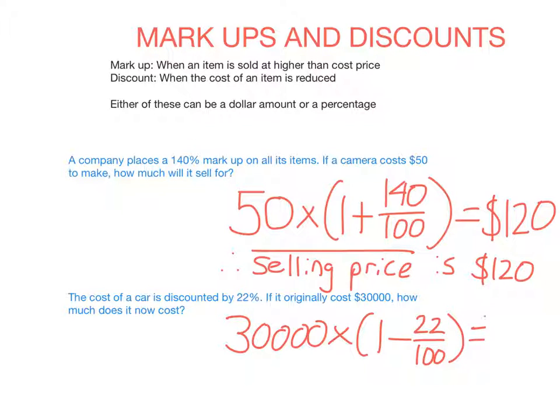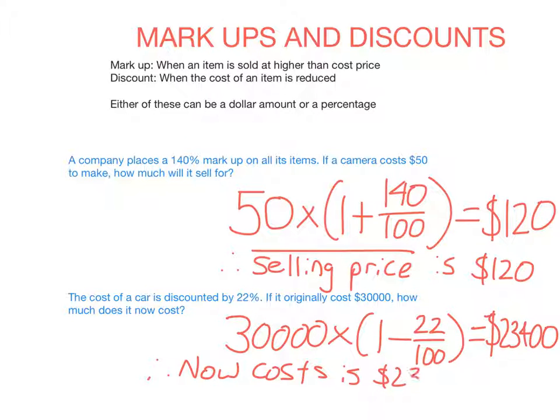If you put that in your calculator, you should get 23,400. Again, you should write a sentence. So, therefore, it now costs, or the selling price if you like, is 23,400. Okay, fantastic. So please note that in this case, we knew the original price and we were just increasing or decreasing it.